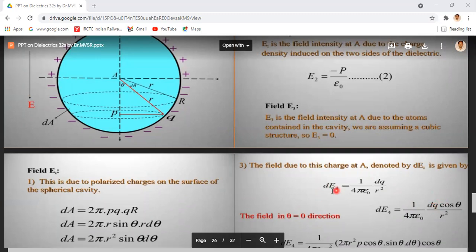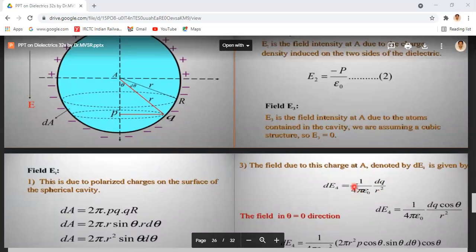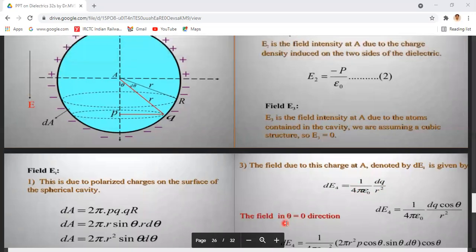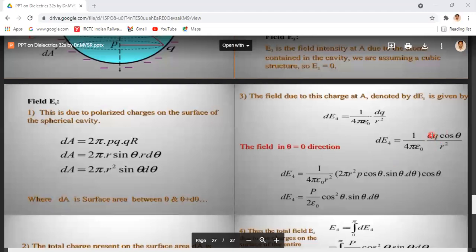So dE4 is equal to 1 by 4 pi epsilon naught dQ by r square. That is when theta is equal to 0 direction, we get dQ by r square. But we are not taking the theta equal to 0 direction here. Since we are taking the direction of the electric field intensity, we get dQ cos theta.